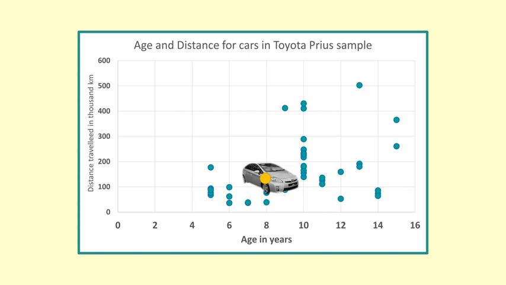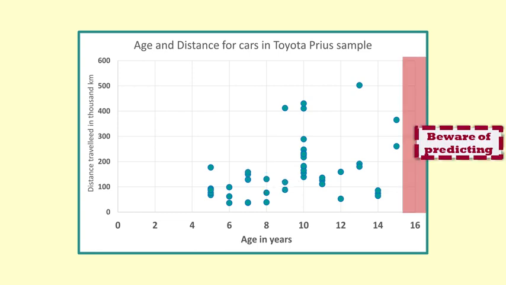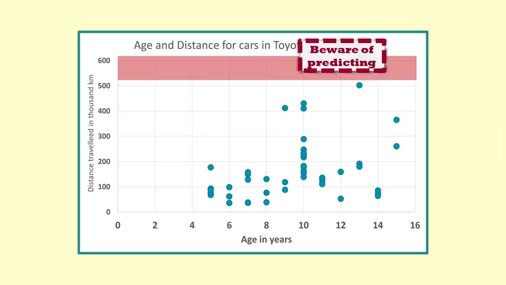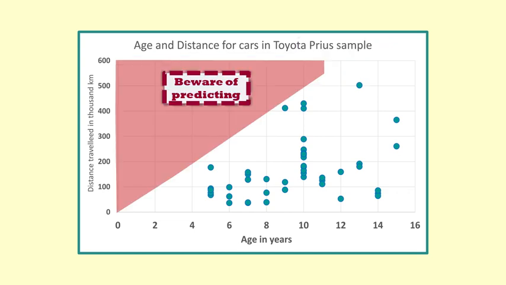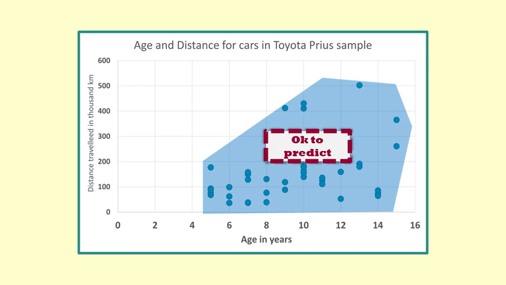However, if the car was outside the range for either of the predictors, so too old, too new, too many kilometres, or an unusual combination, then this model would not be suitable. This model works best for cars similar to the ones in the sample. The sample has cars that are between 5 and 15 years old. The older cars have a wider spread of distance travelled.